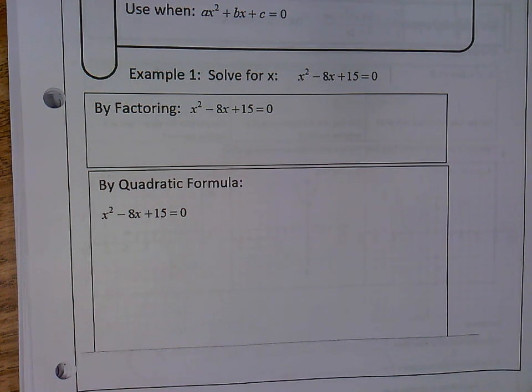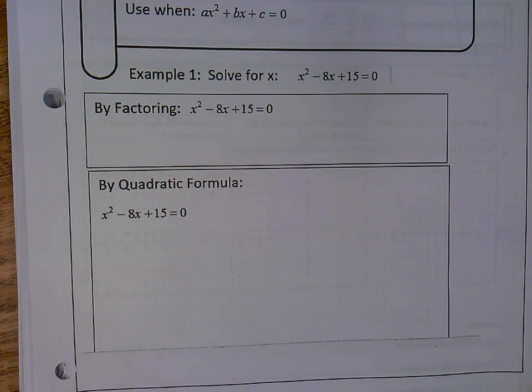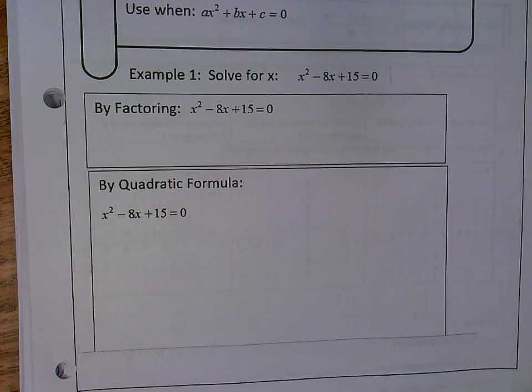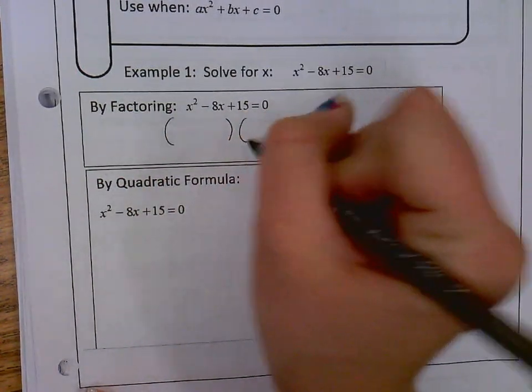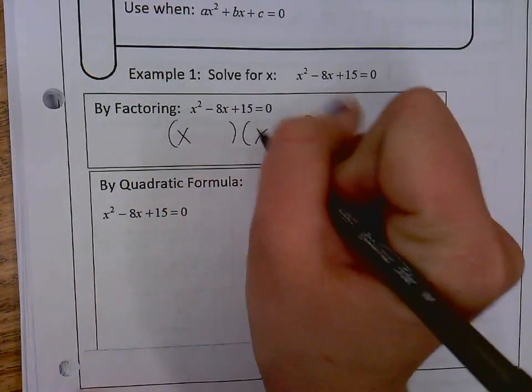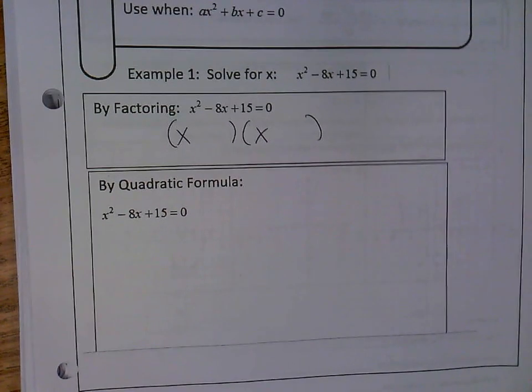Let's factor that first one. What method should I use? Yeah, FOIL or the diamond method in this case, right? Because I've got 3 terms and I can set up 2 terms, put an x in each. Minus here, plus there.